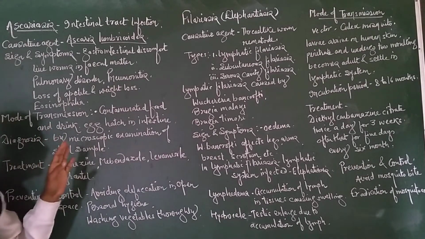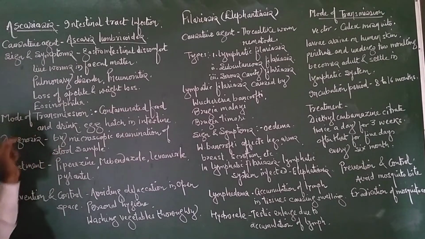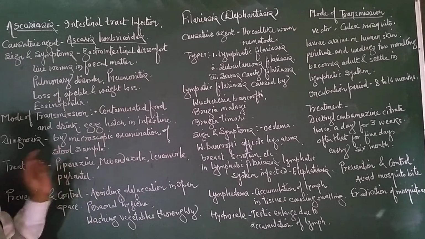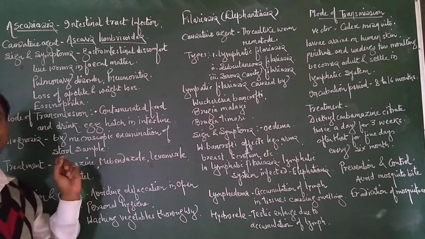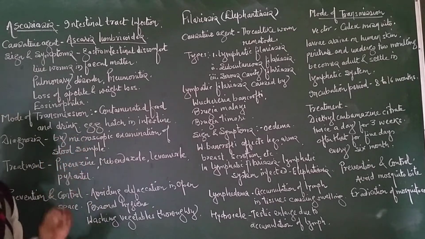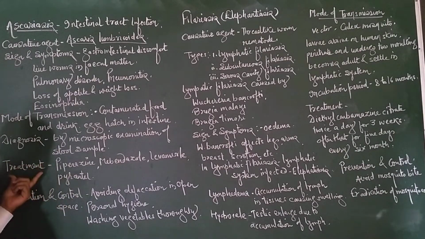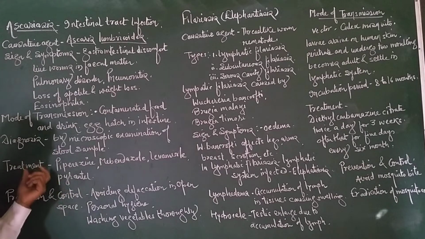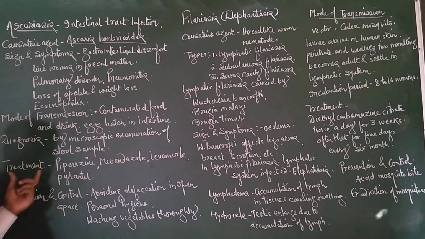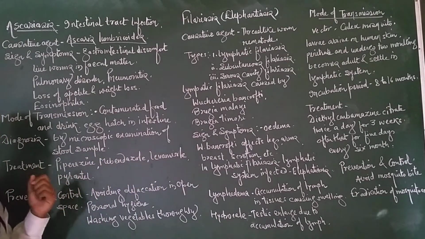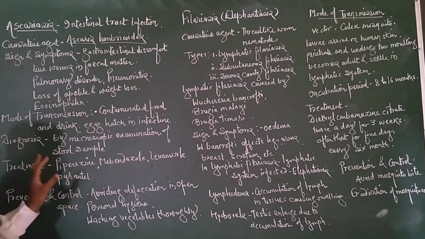This disease is diagnosed by microscopic examination of a stool sample. We take the stool sample of the infected person and observe it under the microscope, and microscopic examination reveals the disease. Then how do we treat it? Some anti-helminthic drugs are used, like piperazine, mebendazole, levamisole and pyrantel. These are the anti-helminthic drugs used to treat ascariasis.